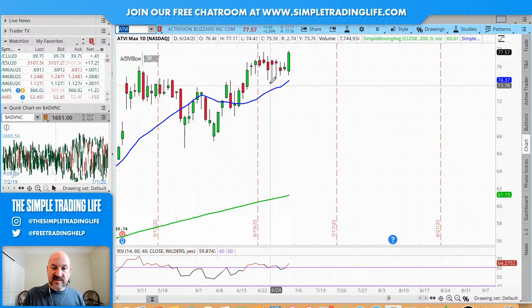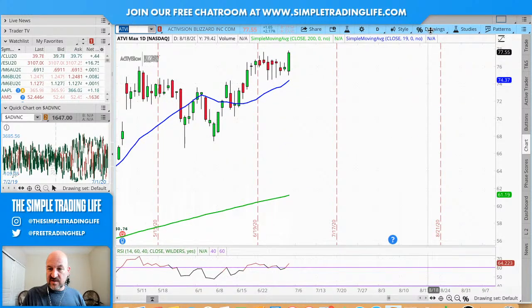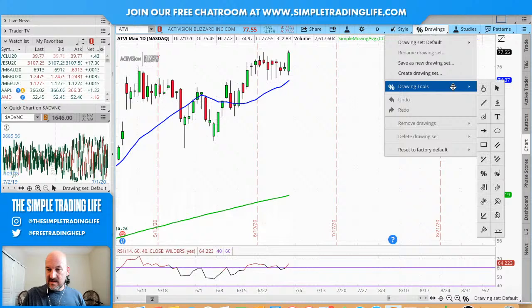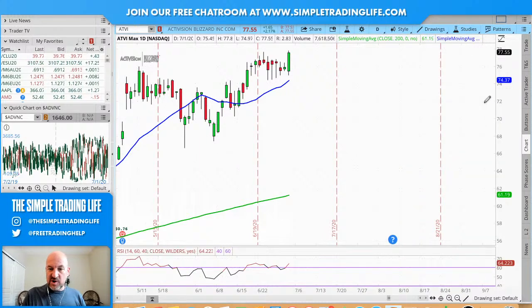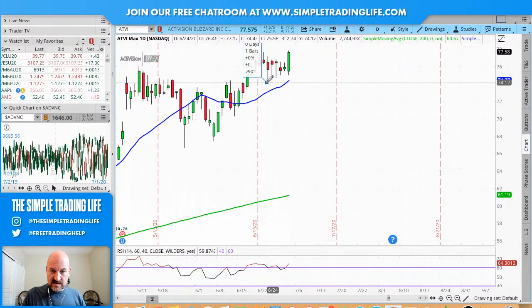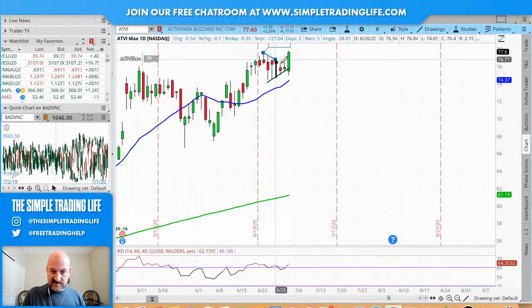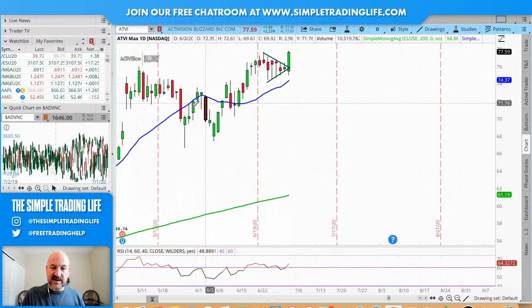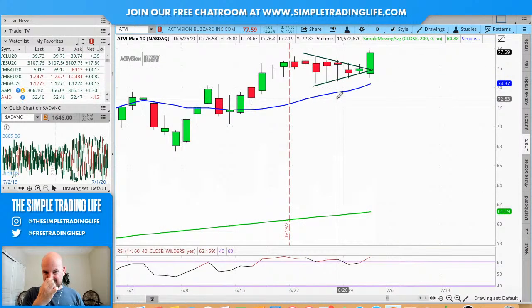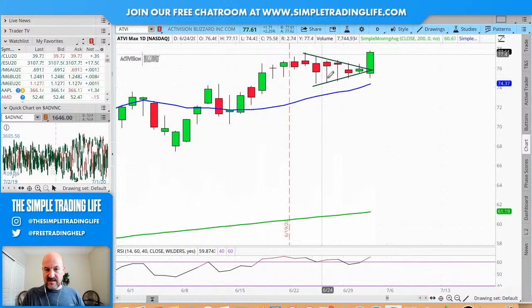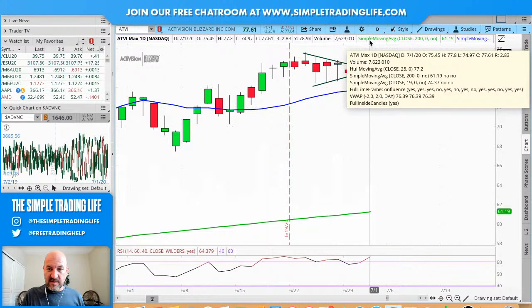You can also see here what we had on ATVI. Let me draw it in, because this is beautiful. Okay, what we had was a contracting range. That's one of my favorite things, either a contracting or expanding range. See that? We're getting tighter and tighter and tighter, and then boom, we get a breakout.